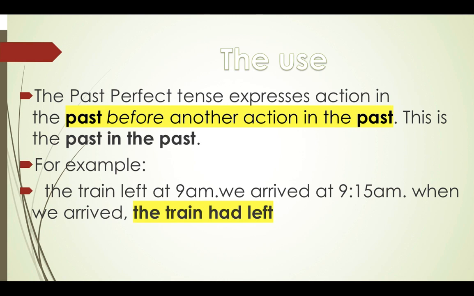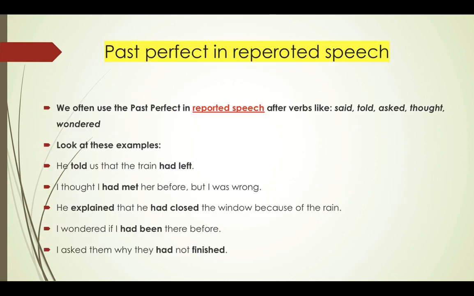So the train had left. You can say the train had left when we arrived. It means that we didn't catch the train. We found that the train had already left. Why? Because we came late. So the train left at 9 a.m. We arrived at 15 past 9. When we arrived, the train had left. Okay, so here we're going to move on.